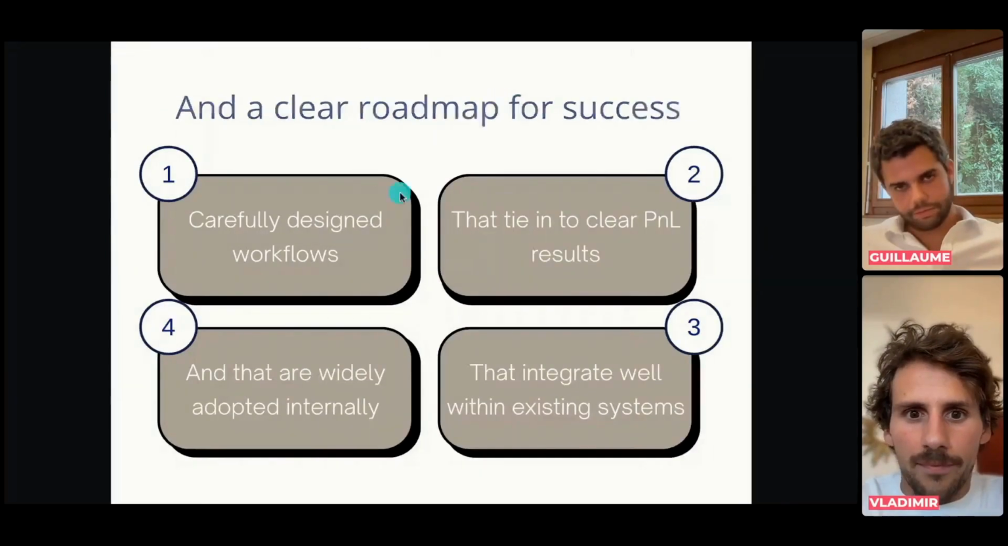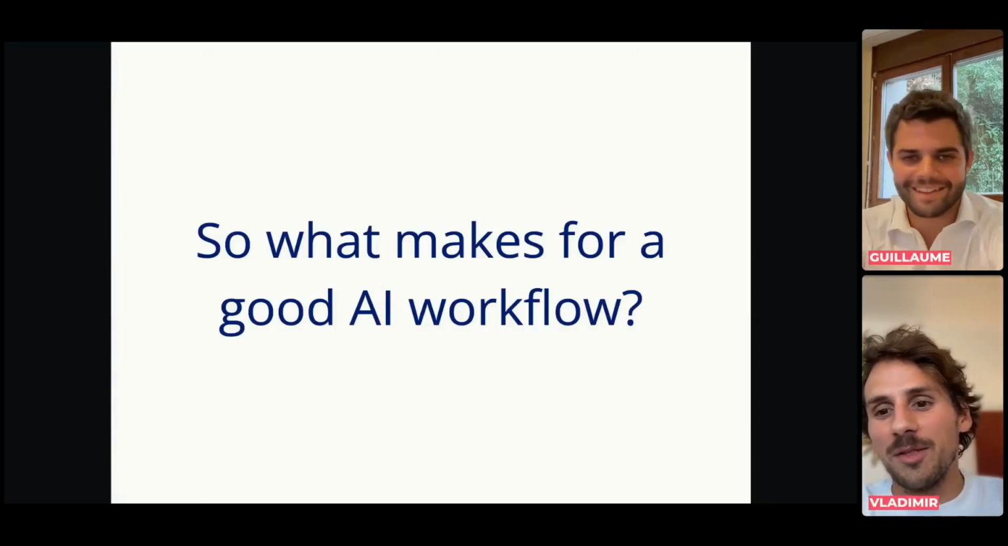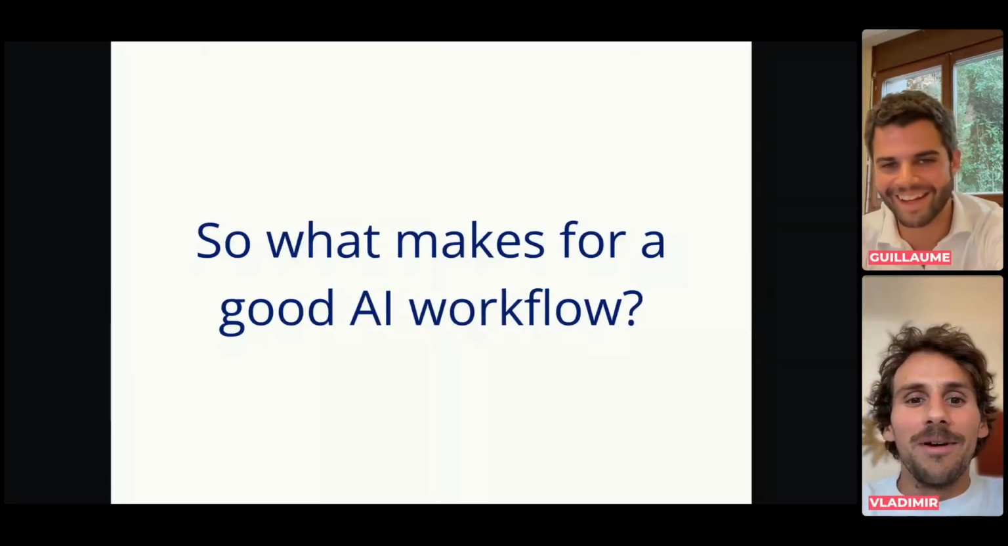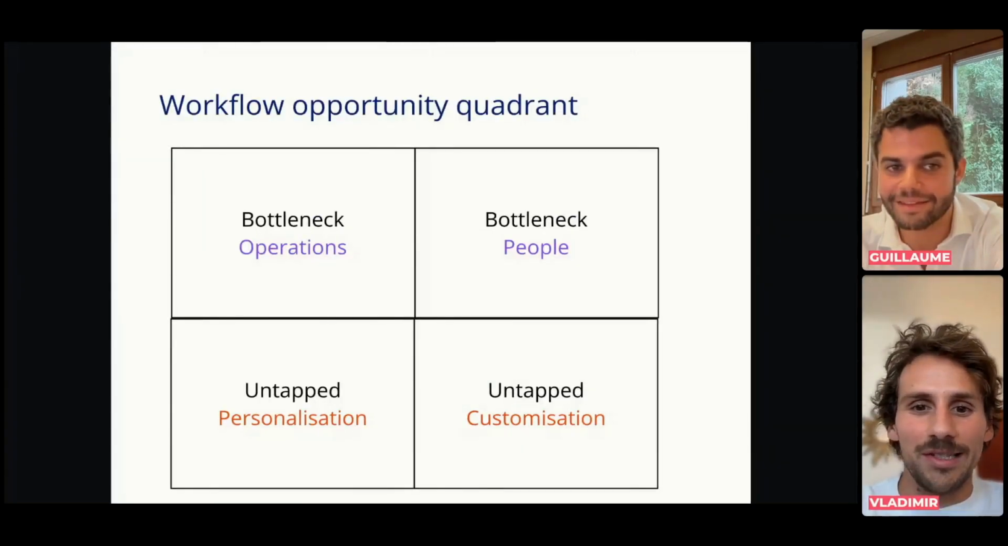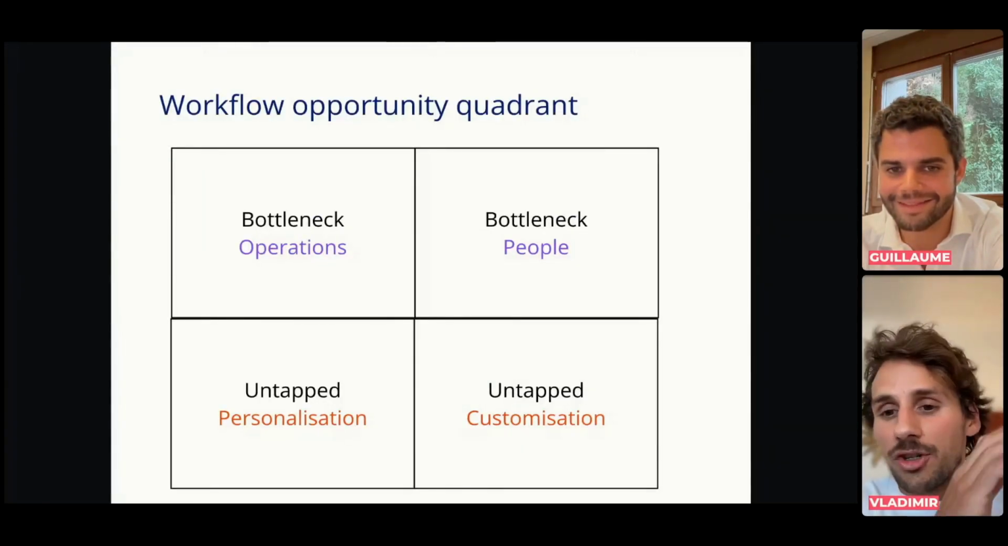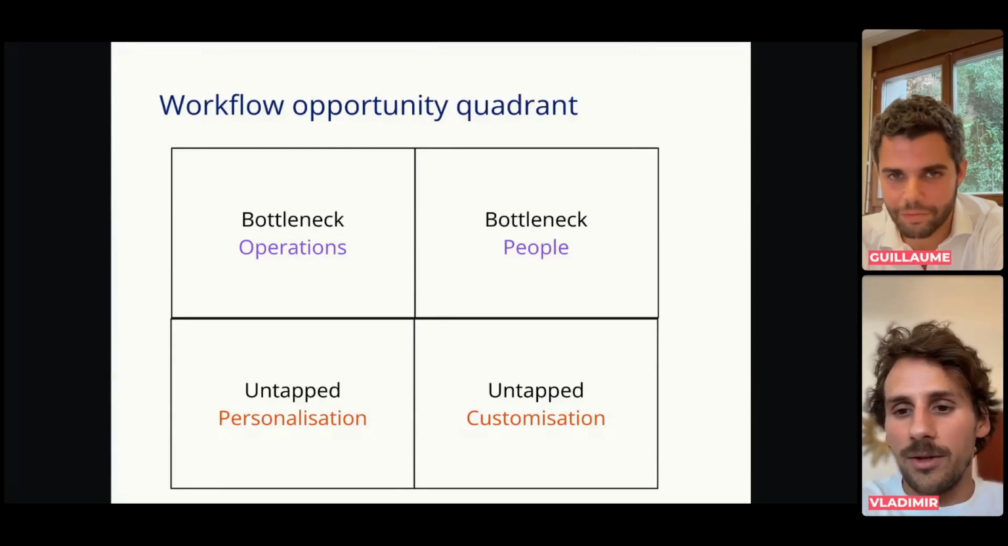Yeah. All right. So now let's get to the fun part. What makes for a good AI workflow? Fun is maybe an overstatement. So just in terms of the kind of opportunities, and this is just a simple quadrant. Essentially, you're going to have a checklist and you want to evaluate your workflow and see whether they fit under any of these quadrants.